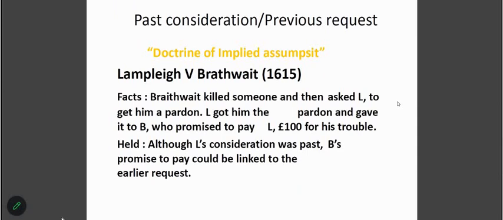The doctrine of implied assumption. The facts here are that Bradwick killed someone, then asked L to get him a pardon. L got him the pardon and gave it to B, who promised to pay L for his trouble. Although L's consideration was past, B's promise to pay could be linked to the earlier request.